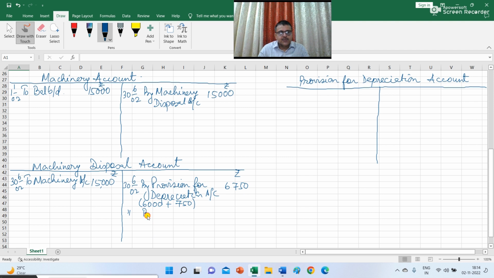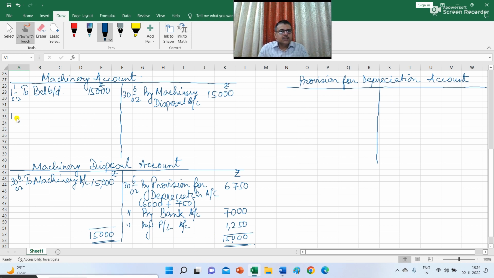This machine was disposed of for rupees 7,000. So I have to write here as bank account. So bank account debit to machinery disposal account, amount is 7,000. And the loss that was incurred on the disposal of this machine will be debited to profit and loss account. So 1,250 will be the amount debited to P&L account. This way I completed the machinery disposal account.